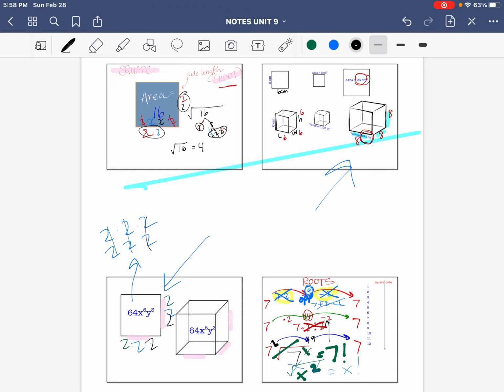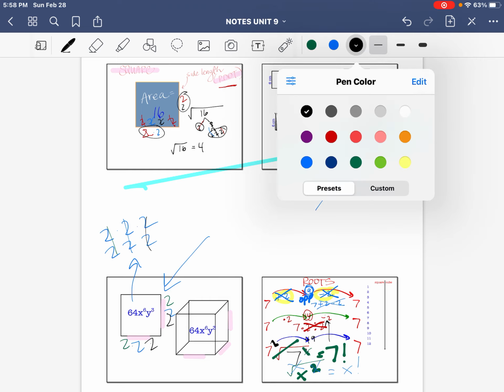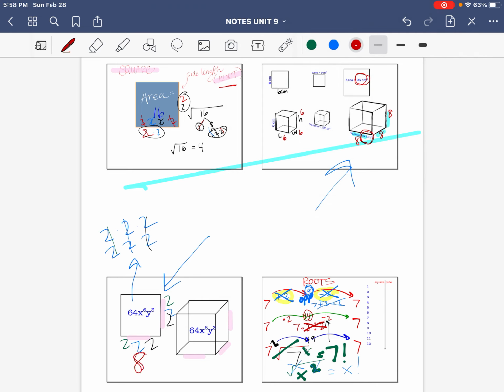So that means 2 times 2 times 2. Each of these sides is going to be 8 as my number. Now, what would happen if I have 6 x's that I needed to divide up in between 2 sides? Each side would get 3 x's.